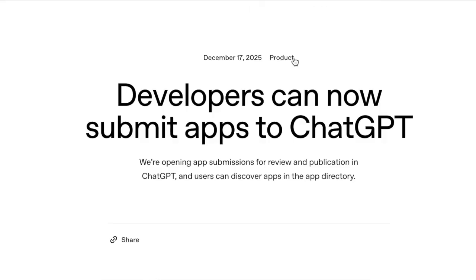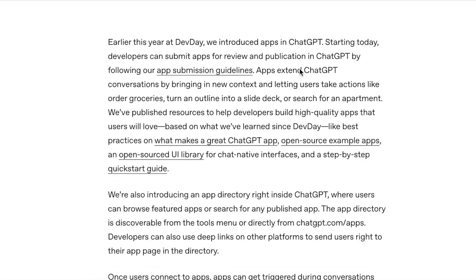ChatGPT just announced that its App Store is officially open to developers. This is a big deal. ChatGPT has over 800 million weekly users, which instantly makes it one of the biggest opportunities for creators and developers today. The crazy part: building this app is actually really easy.